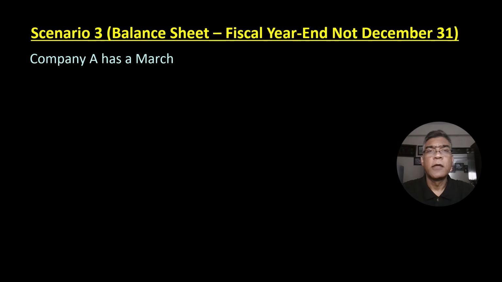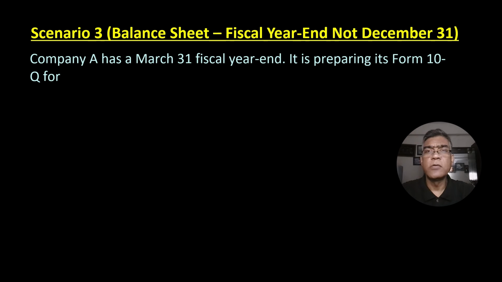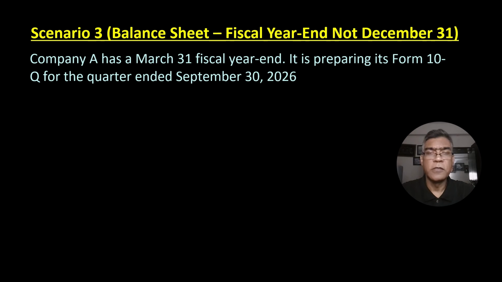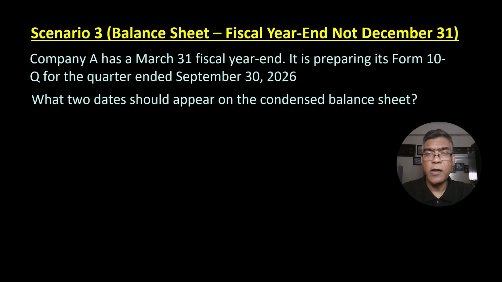Scenario 3. Here is the twist. Not every company closes its books on December 31st. Company A has a March 31st fiscal year end. It is preparing its Form 10-Q for the quarter ended September 30, 2026. What two dates should appear on the condensed balance sheet?